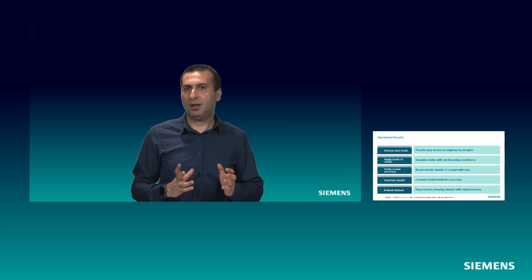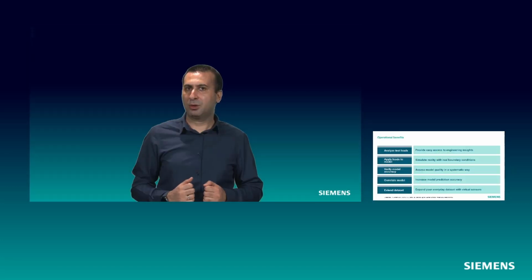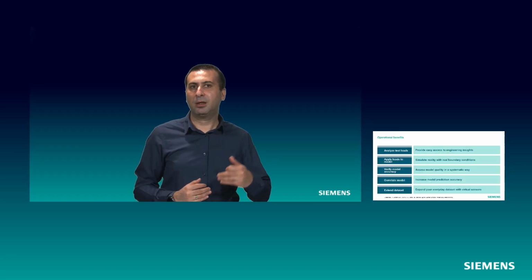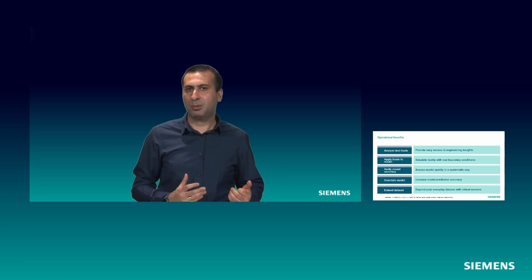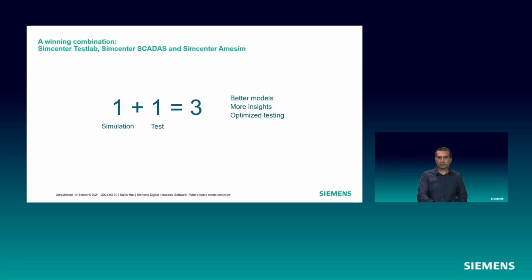The benefit we take from this is again assessing the model quality in a systematic way. And number 4, the correlate model. We increased the model prediction accuracy by changing some parameters on the model, taking into account the comparison results coming from chapter number 3. And as the final chapter, we extended our everyday dataset with some accurate virtual sensors.